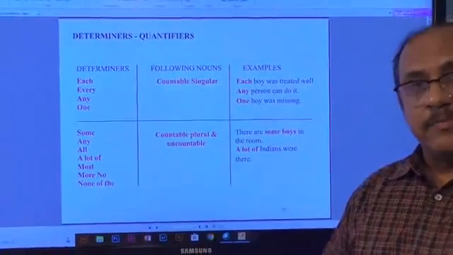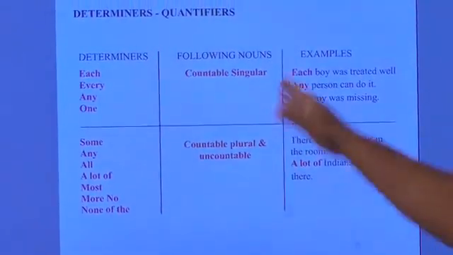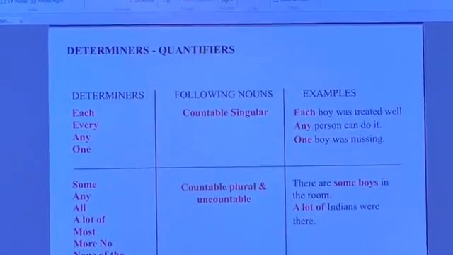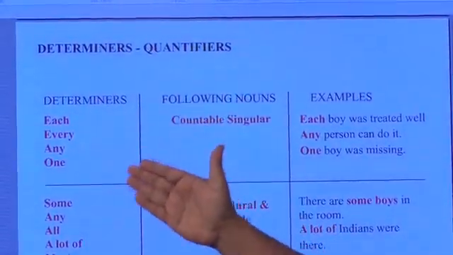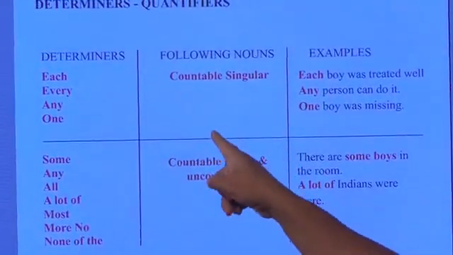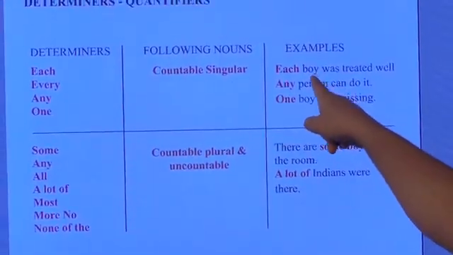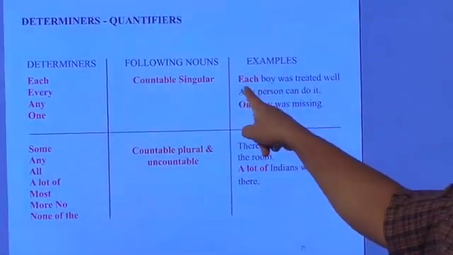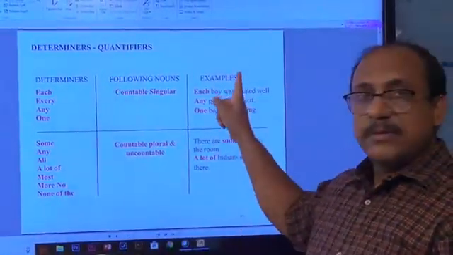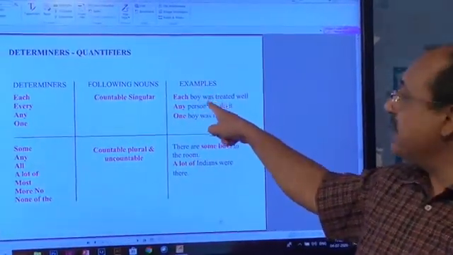Now the fourth type of determiners: quantifiers. It is a very big list. Quantifier means it will show amount, number, or quantity. Each, every, any, one. These are quantifiers. Now the use: it is used with countable singular nouns. Here it is singular, see, boy. We cannot use plural. Each boys is a wrong use. Each boy. So each is used with countable singular, boy being a countable and singular noun.